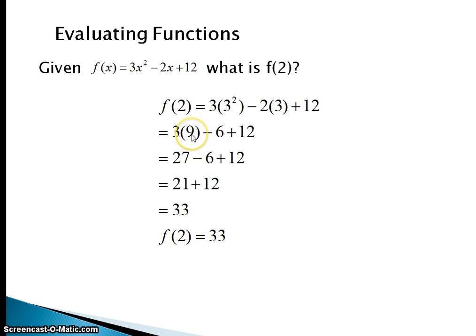So 3 squared is 9. And 2 times 3 is 6. So I have 3 times 9 minus 6 plus 12. That gives me 27 minus 6 plus 12. 27 minus 6 is 21. So I have 21 plus 12. And my final result is 33. And so f of 3 is equal to 33. Please pause now and copy down this example, taking care to note that it is f of 3, not f of 2.